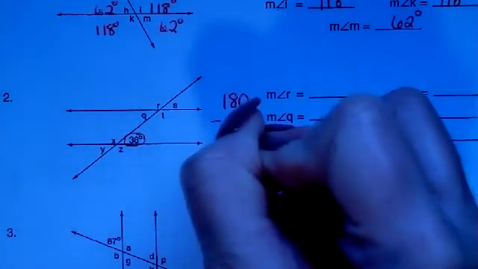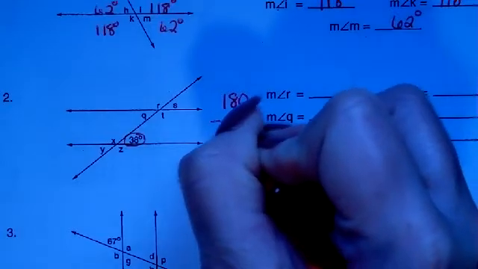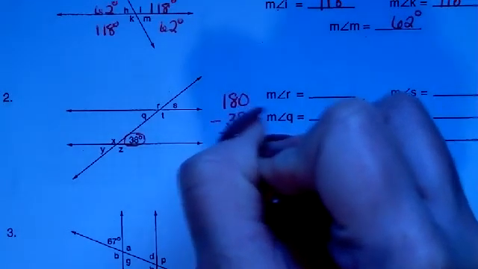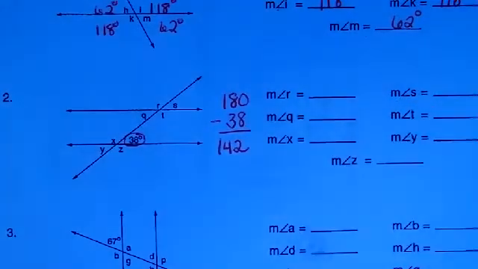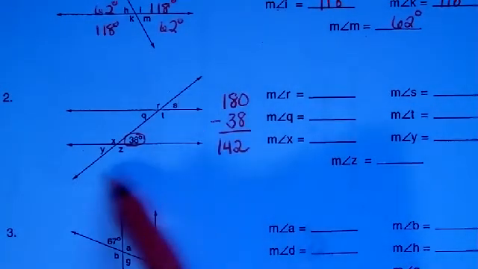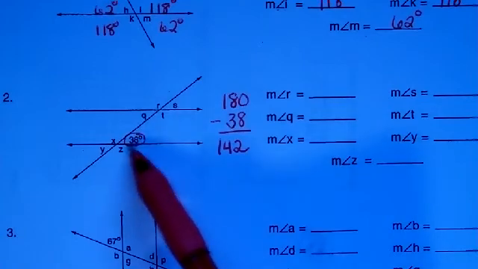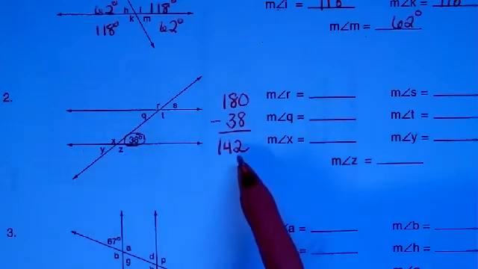180 minus 38. I'm going to do my little math right there, and it's going to tell me 142. So what is that telling me? Now let's think about that. That means in my diagram, every acute angle is going to be 38. Every obtuse angle is going to be 142.